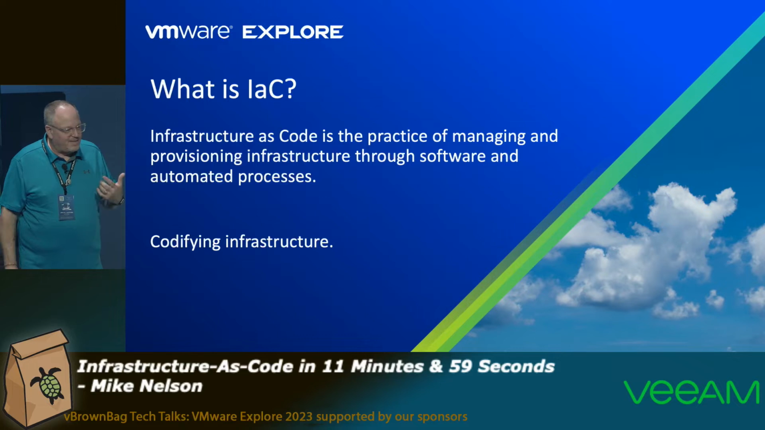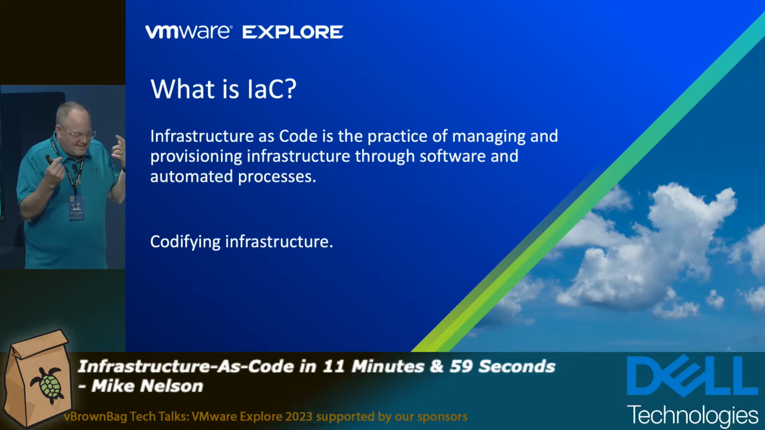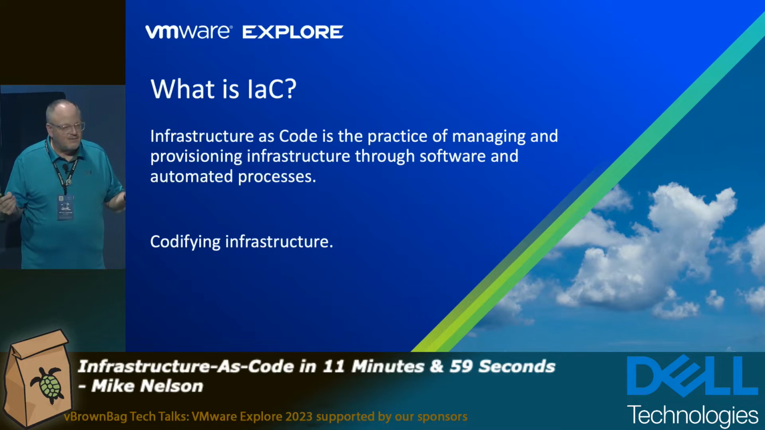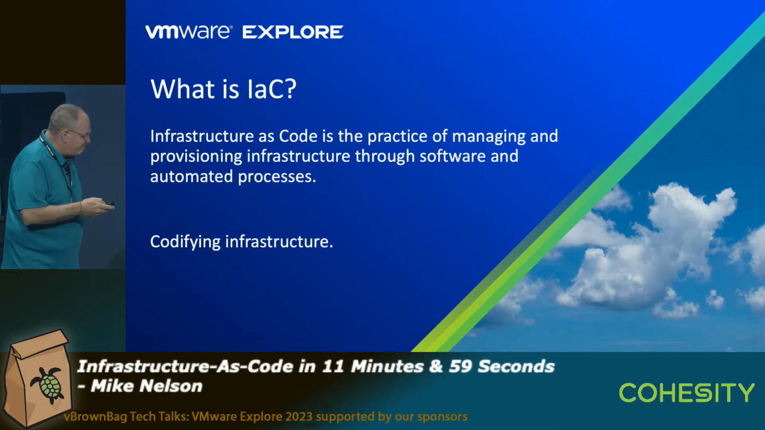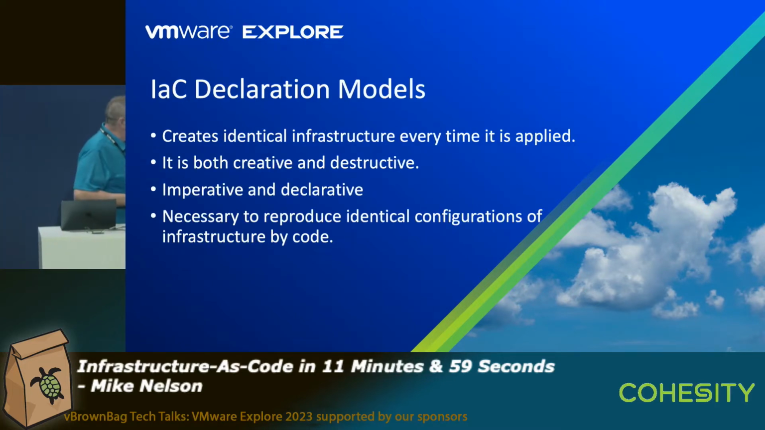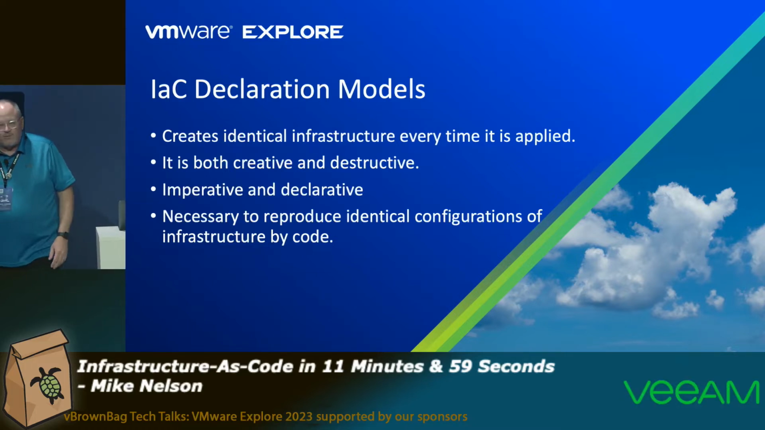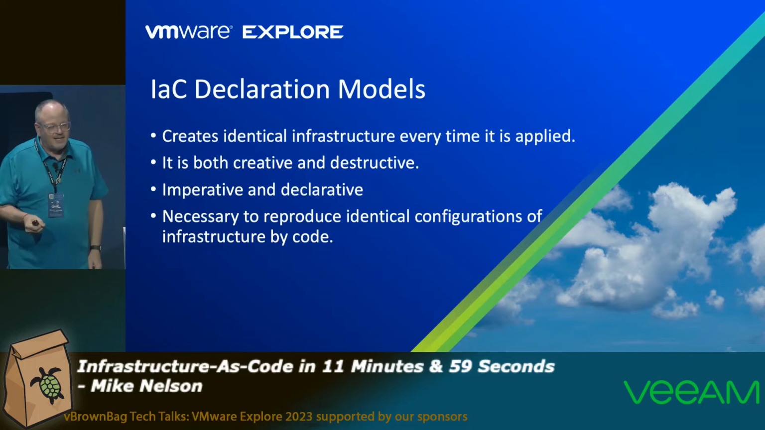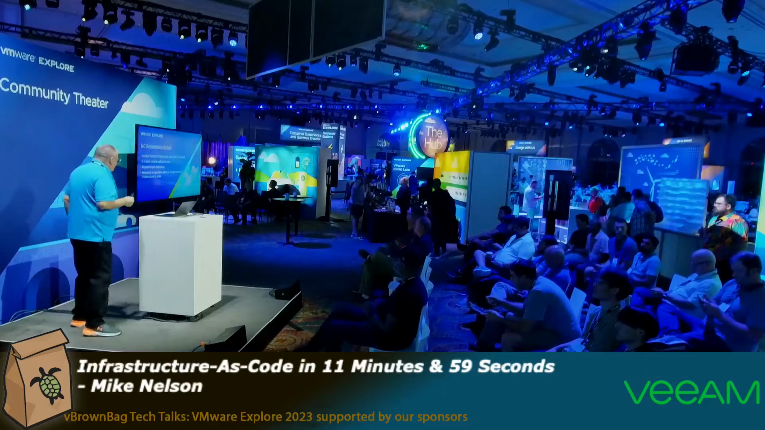What this is trying to do from an IAC standpoint is make it as easy as possible and as replicatable as possible. Replicatable is a word, I think it is. You can manage and build infrastructure through software. The declaration models of IAC create identical infrastructure every time it's applied. Every time you apply it, it'll create the same thing, no matter what, unless you change the code that's doing the applying.